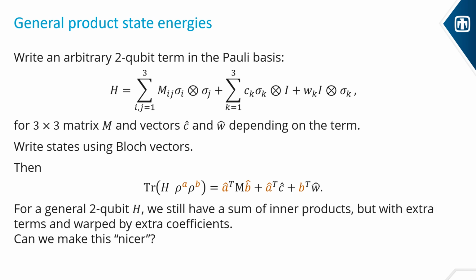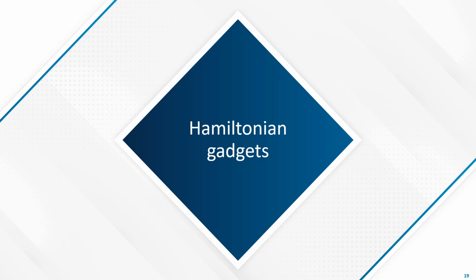So the question is, can we show anything about this objective function? And in particular, we try to simplify this expression such that it will be easier to show that optimizing over it is hard. And that brings us to Hamiltonian gadgets. So we'll have two tricks. The first trick is to symmetrize.